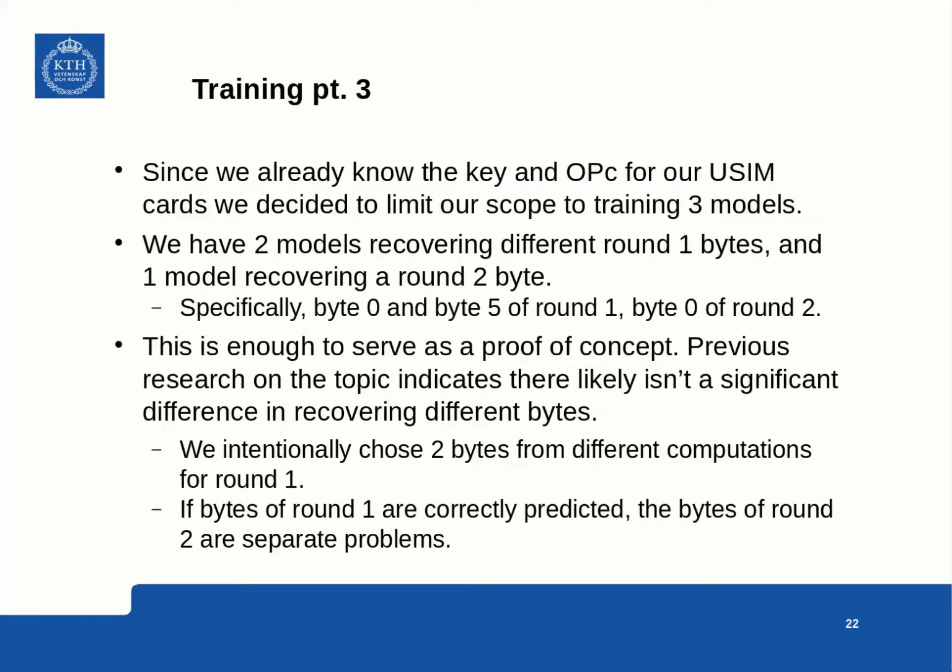In order to save time and go more in depth into the separate networks, we decided to only train 3 models. 2 models were trained for round 1, attacking byte 0 and byte 5 respectively of the SBox output. For round 2, we trained a single model to attack byte 0. Previous research on this topic shows little significant difference between the different subkeys, so this should be a good proof of concept. We also made sure to choose 2 bytes that are not calculated in the same interval for round 1.